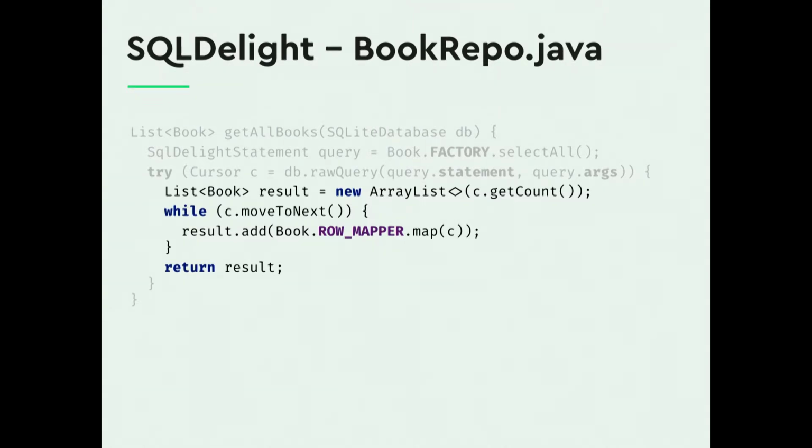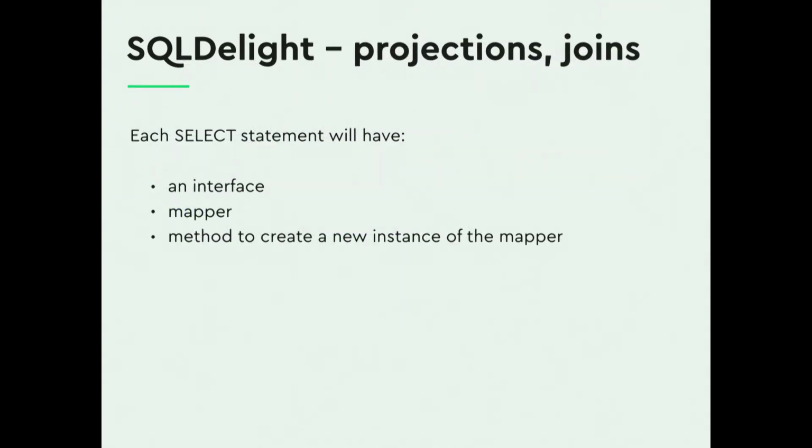But SQLDelight is more powerful than that. It embraces SQLite, and so it also provides features like, for example, projections and joins. And just like the book model that you saw, for every different projection or for every different join that you do, SQLDelight is going to generate code that will provide you an interface that you have to extend, and then a mapper to go back and forth from marshalling and unmarshalling. And then a method also, the factory, that we'll use to create your class.